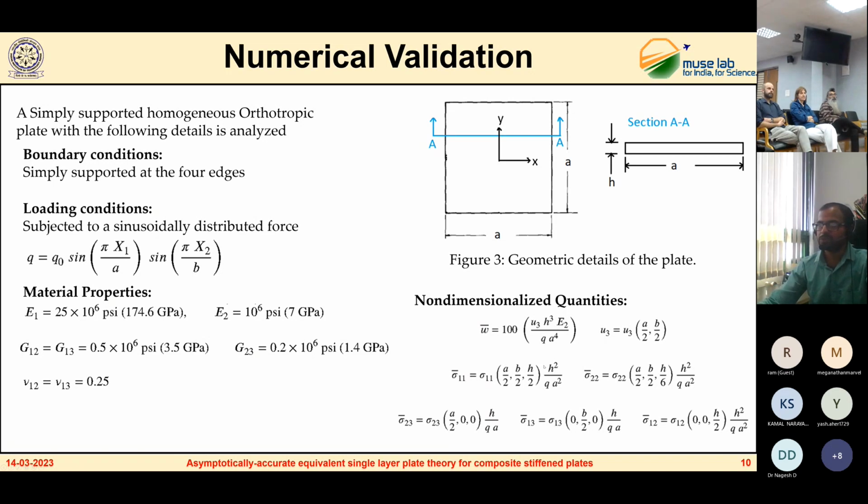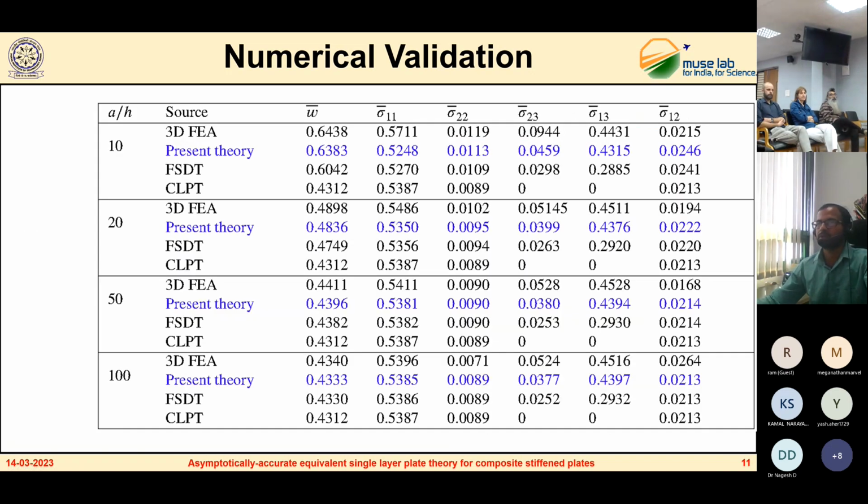Here is the comparison of the results with the results that we get from CRPT, FSDT and the 3D FEA approach.